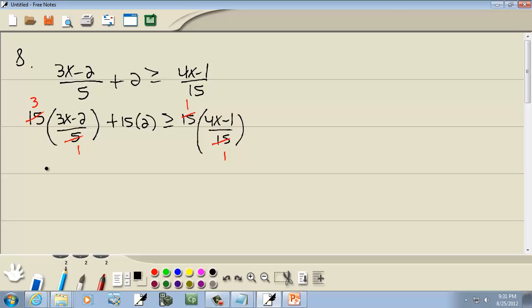Well, I got 3 times 3x gives us 9x. 3 times negative 2 is negative 6. 15 times 2 is 30. And 1 times anything doesn't change it, so that stays as 4x minus 1. At any step, combine together numbers. On the left side, negative 6 plus 30 gives us 24.